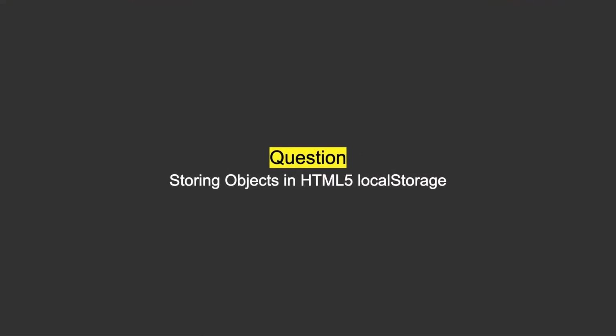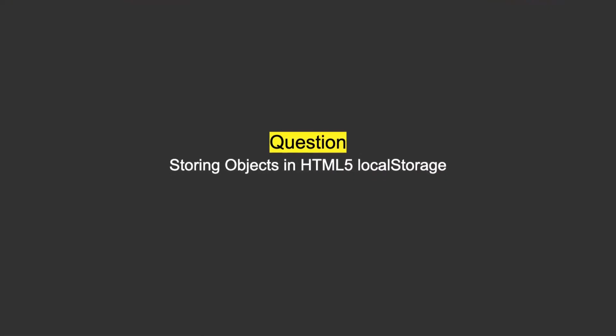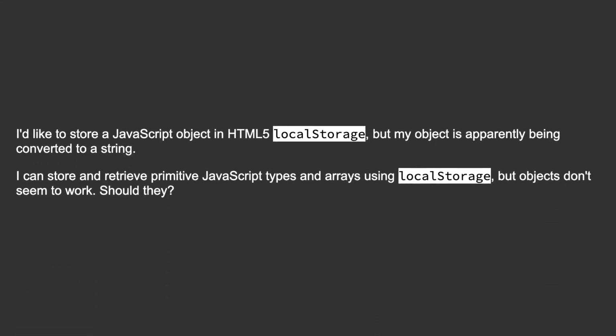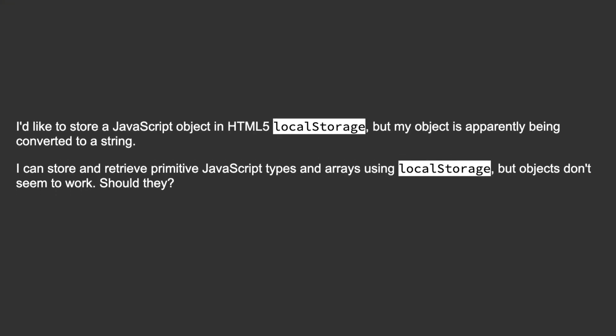Storing objects in HTML5 local storage. I'd like to store a JavaScript object in HTML5 local storage, but my object is apparently being converted to a string. I can store and retrieve primitive JavaScript types and arrays using local storage, but objects don't seem to work. Should they?